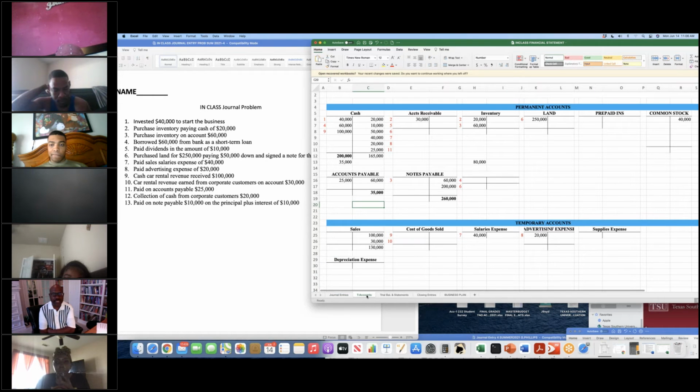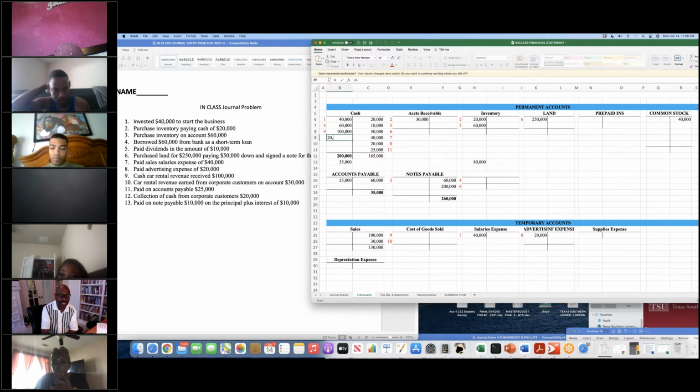So let's go to our T accounts. So we're getting cash of 20,000. Transaction 12. And now we're crediting receivables for the 20,000.